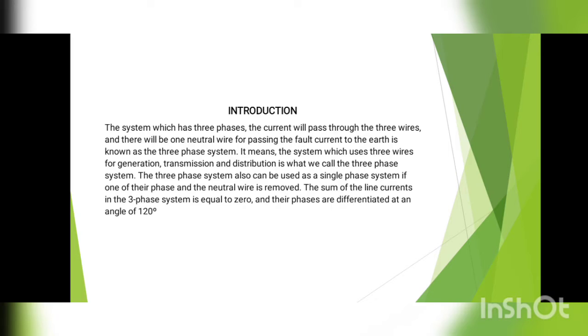The three-phase system can also be used as a single-phase system if one of the phases and the neutral wire is removed. The sum of the line currents in the three-phase system is equal to 0 and the phases are differentiated at an angle of 120 degrees.